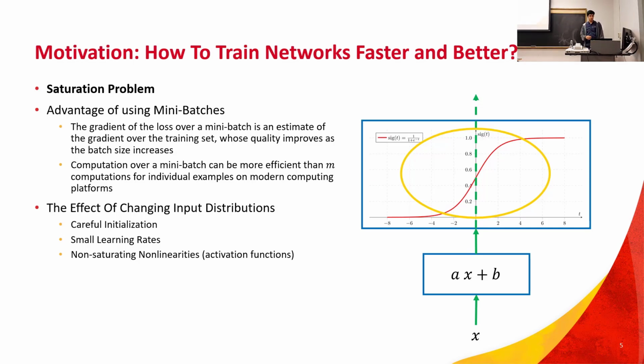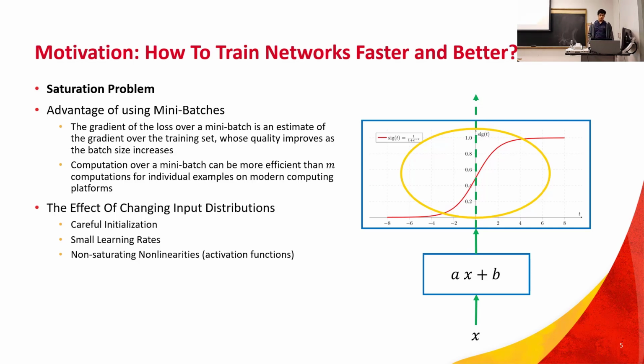So let me just mention some of the advantages of using mini batches first. The first one is that the gradient of the loss over a mini batch is an estimate of the gradient over the training set, whose quality improves as the batch size increases. The second advantage is that the computation over a mini batch can be more efficient than M computations for individual examples on modern computing platforms.